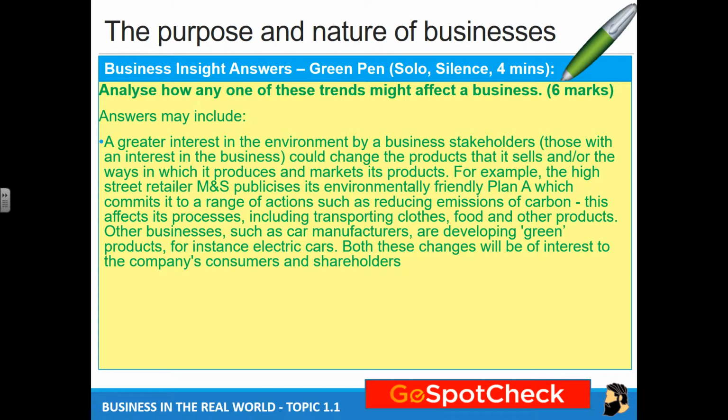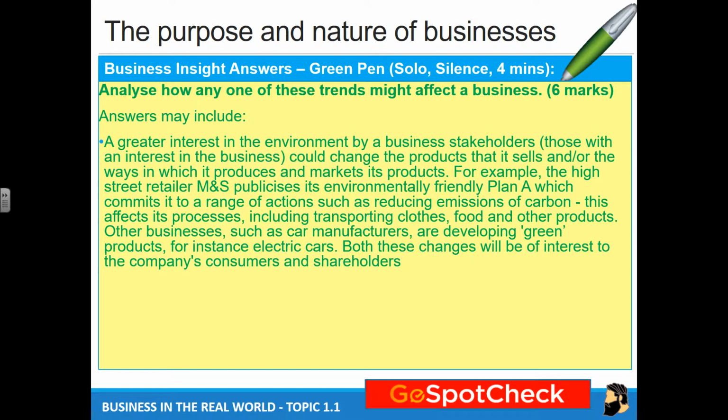A greater interest in the environment by a business's stakeholders, so those with an interest in the business. That's what the word stakeholders means. We're going to have a separate lesson on that, so don't worry too much about it. So, a greater interest in the environment by people who have an interest in companies could change the products that it sells and/or the ways in which it produces and markets products.